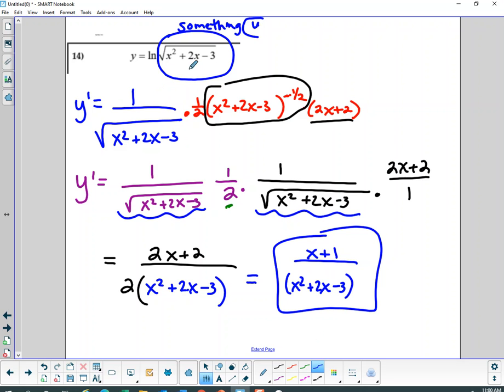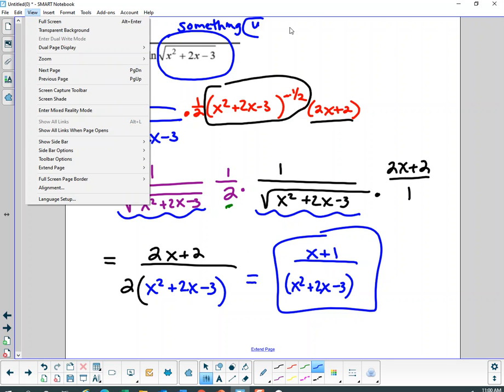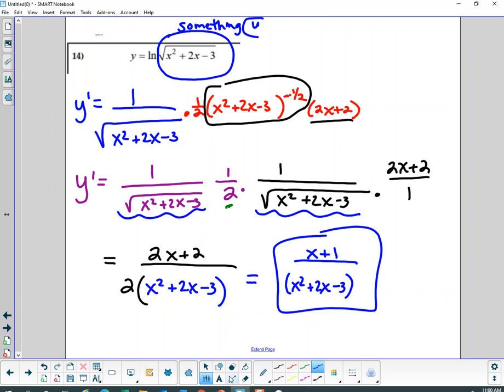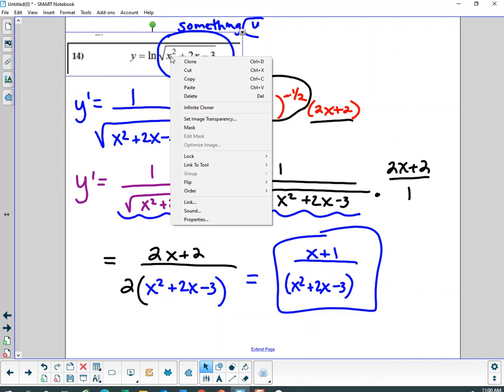Definitely a lot going on here. 1 over the root times the derivative of the root expression, and taking the derivative of a root expression includes a little chain rule. Now, let me show you something.